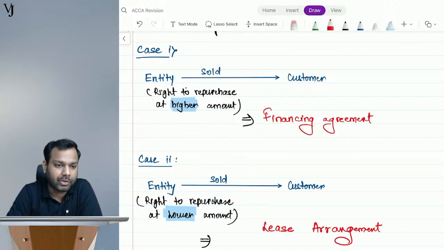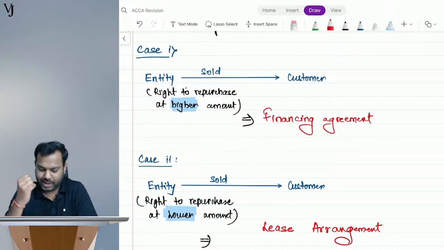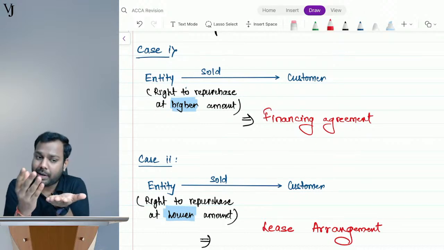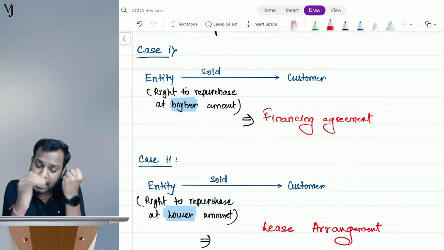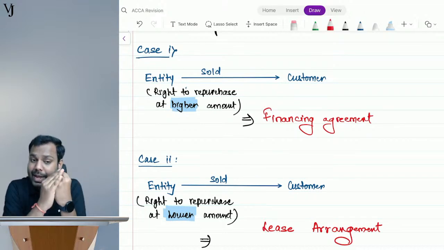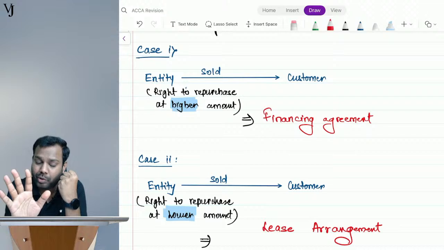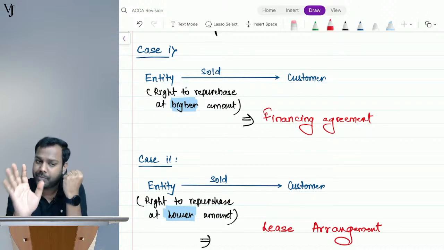Lease agreement, can you explain? Understand, I sold the asset at 100. So I got 100, and I gave the asset to him, right? Ahana, is it clear till here? Clear?